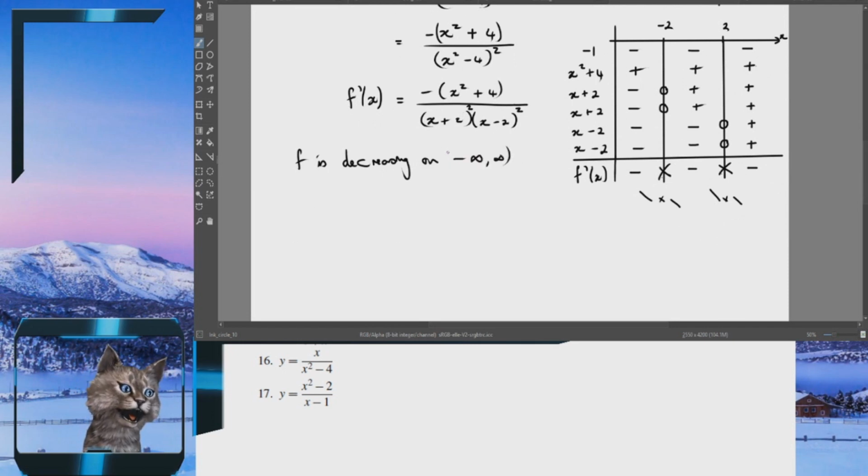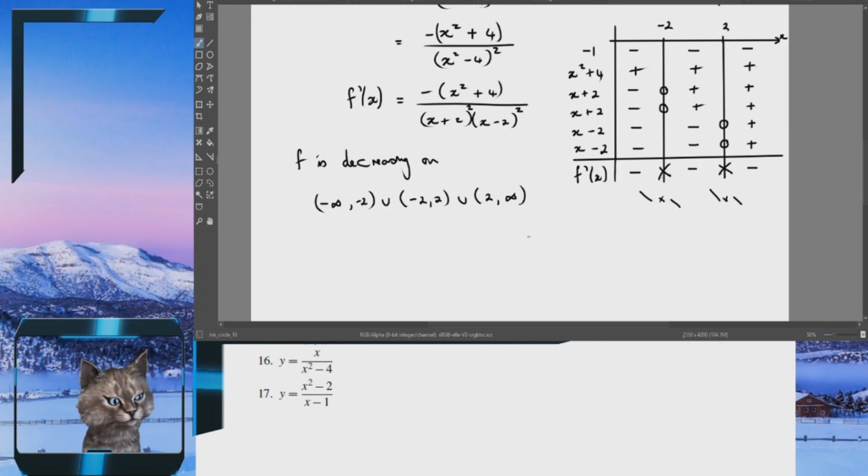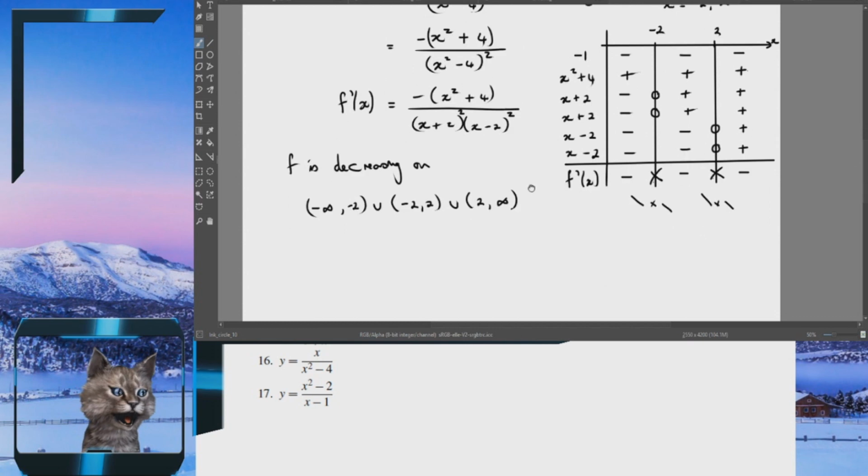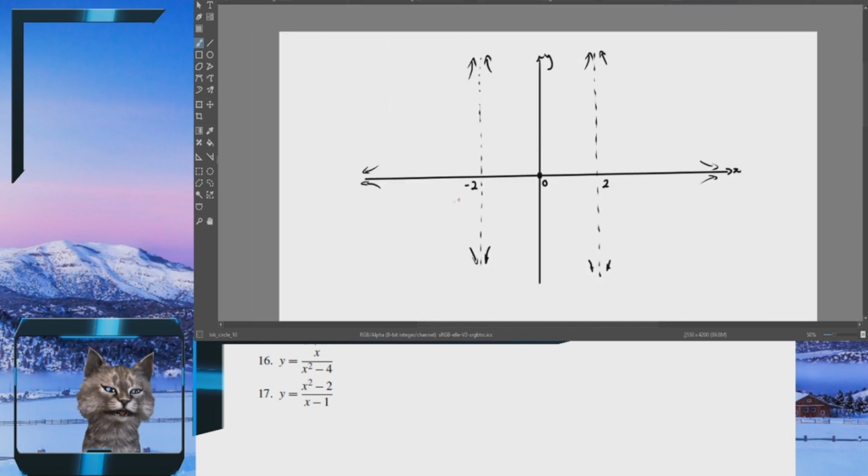I can't just write negative infinity to infinity. That would not be right at all, because that implies that the function is defined everywhere, and it's not. I have to say negative infinity to negative 2, as well as negative 2 to 2, as well as 2 to infinity. I have to split them up like that. It does, however, give me my information. I have no critical points, which makes sense on the graph. I'm jumping over these asymptotes.